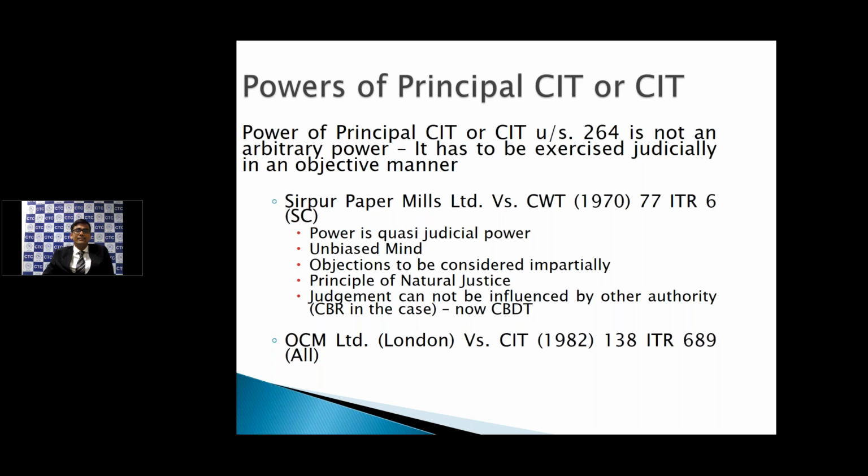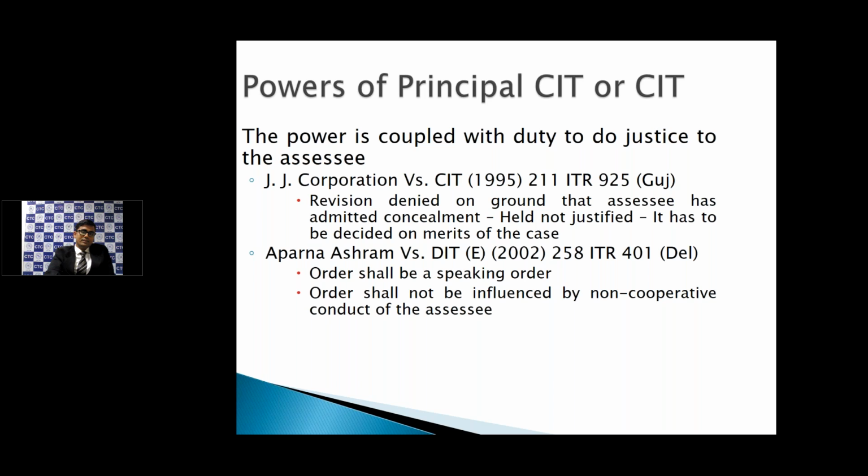Looking at another angle, since it's a final order under section 264, it's not an arbitrary power. It has to be exercised judicially in an objective manner, as has been laid down in so many decisions. In simple words, if a CIT is rejecting a revision petition under section 264, there has to be sound reasons for the CIT to reject the petition. It cannot be in an arbitrary manner, in a casual manner. Whenever assessee is seeking some relief to which he is entitled as per law, CIT cannot dismiss the revision petition arbitrarily. The order passed by CIT has to be a speaking order.